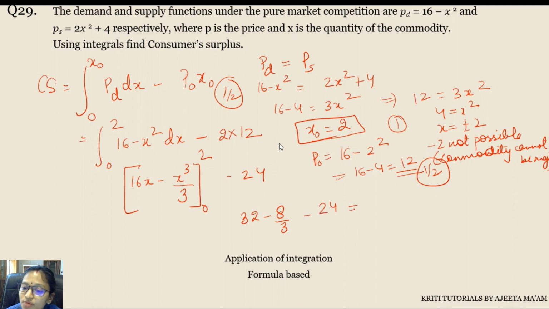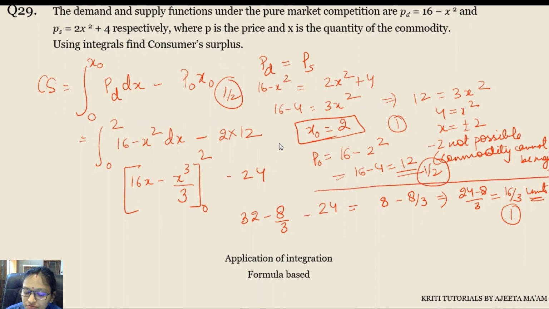So 32 minus 24 will be how much? We have simply 8 minus 8 by 3. So what do you have here? 24 minus 8 by 3, that is 16 by 3. Let's check. Is it clear to everyone? Now units: nothing, because no quantity has been given to us. So our consumer surplus is 16 by 3 units. That is your final answer, and 1 mark for the final answer. So in all you get 3 marks. It's simply formula based.